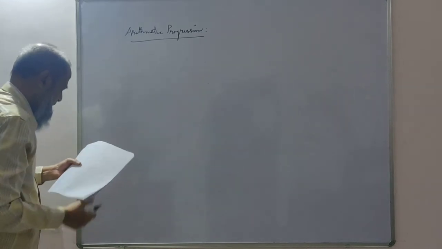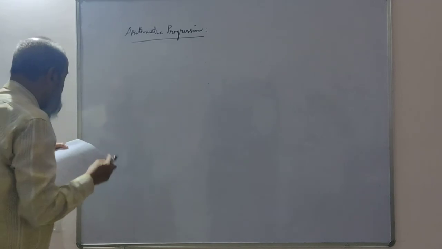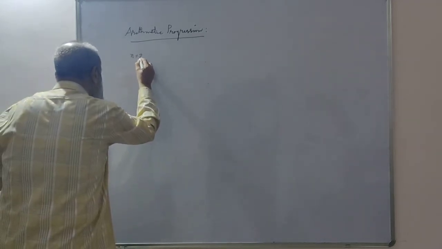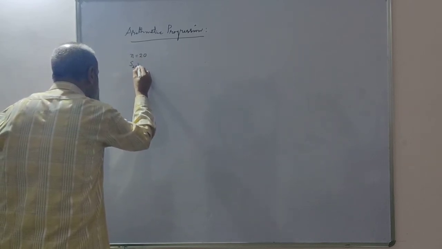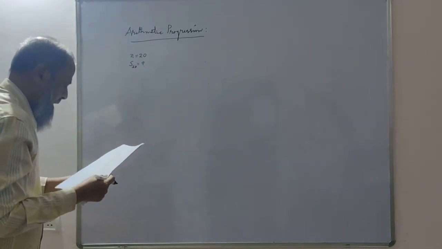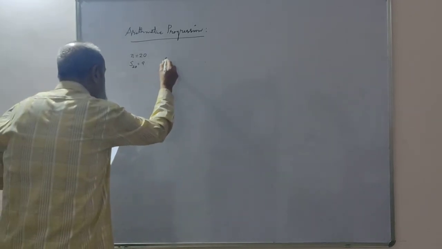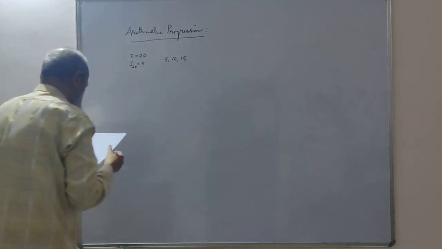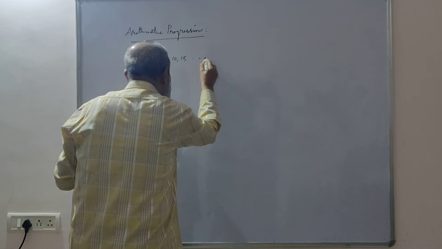He says, find the sum of first 20 terms, that is n is 20. What we have to find out is Sn, that is S20. The series is 5, 10, 15, etc. Using a suitable formula.